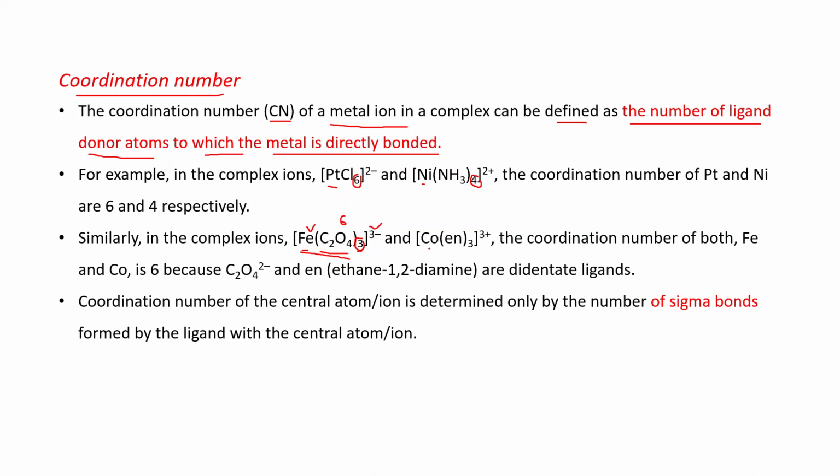In the same way, this is Co(en)3 with 3 positive charge. Again, this en, ethane-1,2-diamine, is a didentate ligand. 2 donor atoms per molecule, and there are 3 molecules. That's why the coordination number is 6. In a simple way, we can say the coordination number of a central atom or ion is determined only by the number of sigma bonds formed by the ligand with the central atom or ion. Clear?